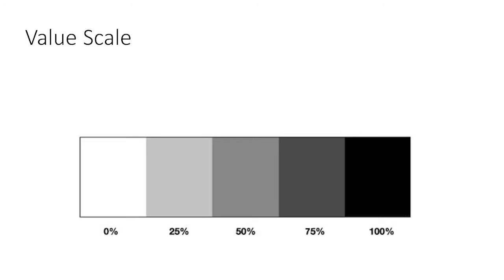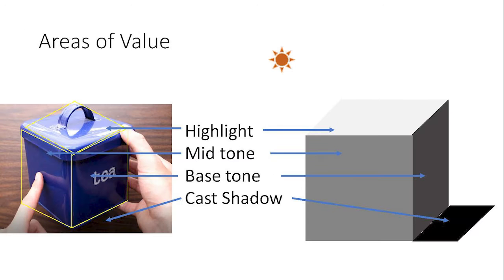Form is the illusion of a 3D image in a two-dimensional work of art. We create form using value. Value is the degree of light and dark in an artwork. Applying this to a simple form like a cube, we see that each face of the cube has a different and unique area of value.